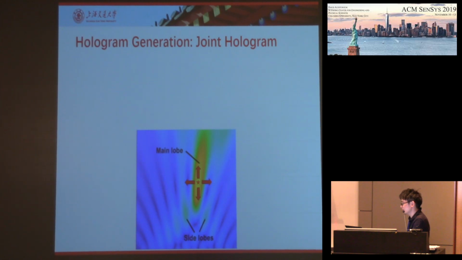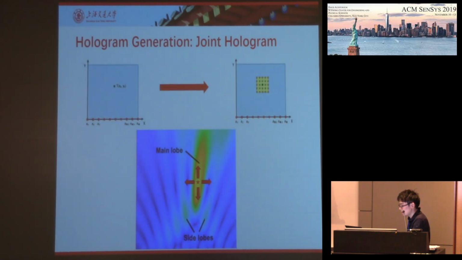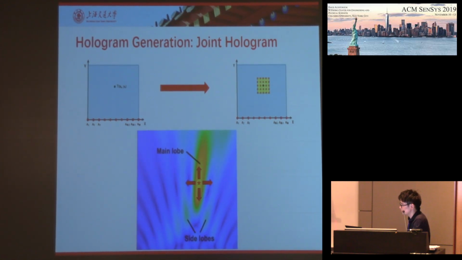So to utilize these features, we design joint holograms where each likelihood considers both the performance of the supposed position and its nearby positions. The yellow region is called the kernel region in our system, and it determines how many nearby positions one likelihood should consider.